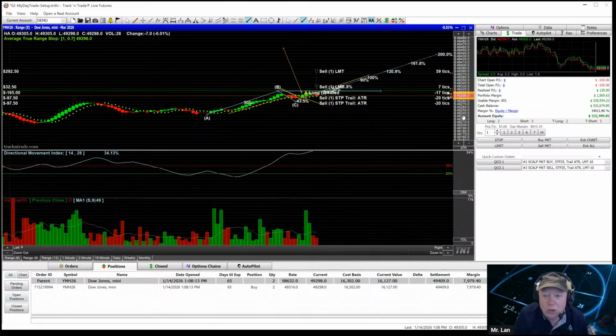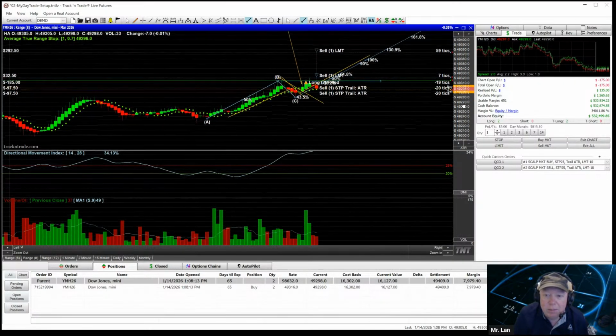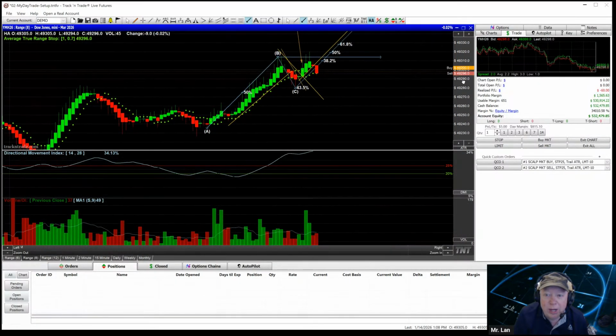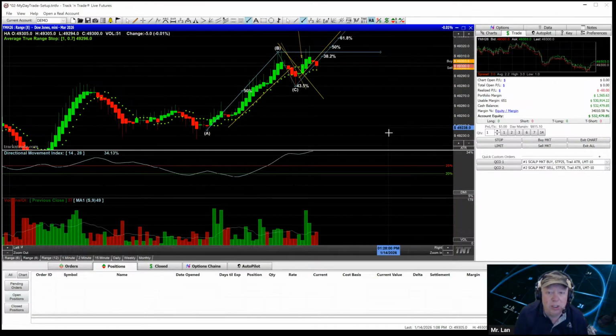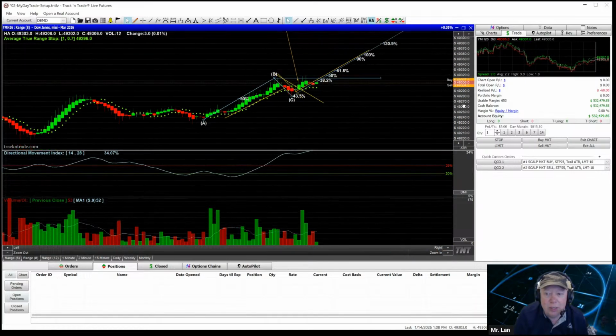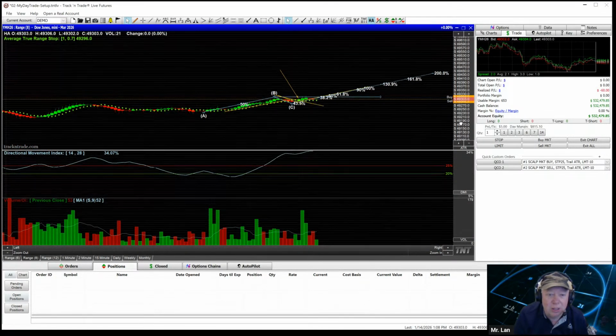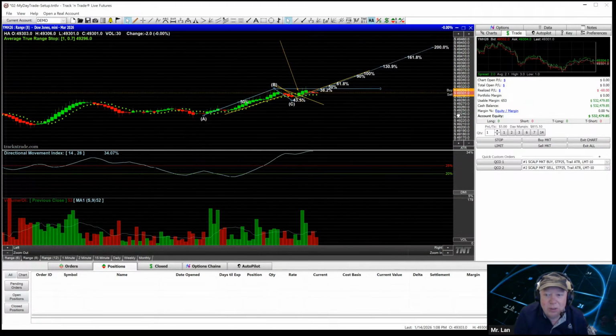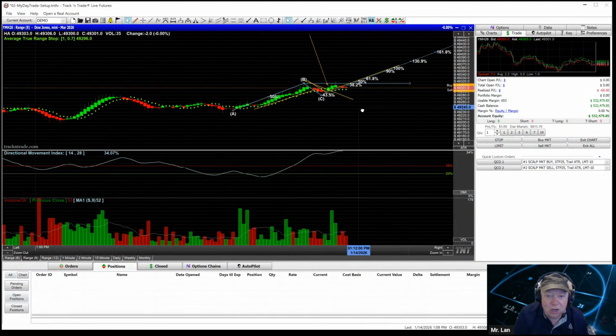You're like, Lan, why do you squish it so much? It gives me a better feeling for where the market's at. When I do this, it looks like the market's really good, and it gives me a false sense of security. This market's not really that strong. By doing this, I can see, oh yeah, the market's really kind of flat. It looks strong, but it's not.